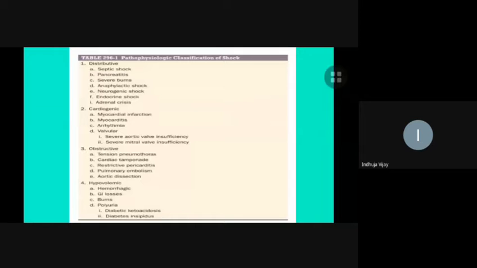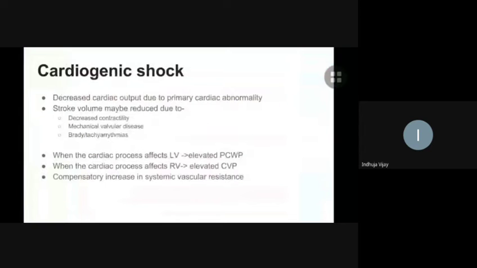Okay, coming to cardiogenic shock. So, in cardiogenic shock, shock occurs mainly due to a cardiac cause. Okay, so there's a problem in the cardiovascular system which leads to shock. So, the stroke volume may be reduced due to decreased contractility of the heart, mechanical valvular disease, or due to brady- or tachyarrhythmias. So, how to identify?